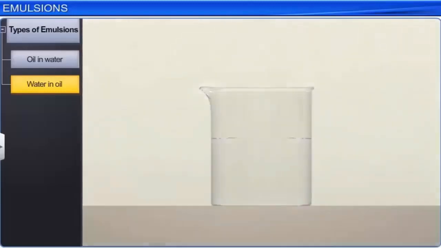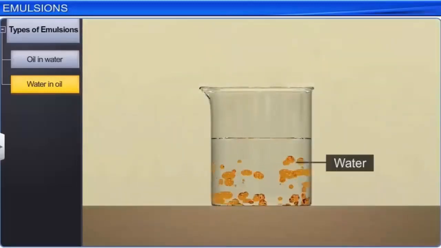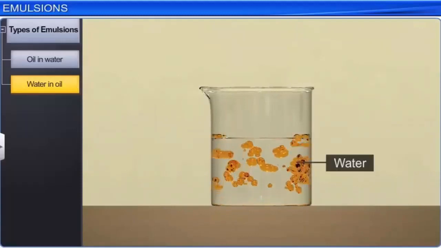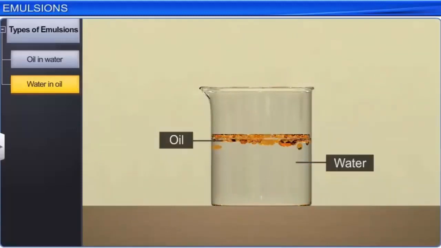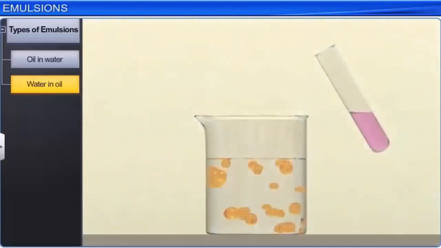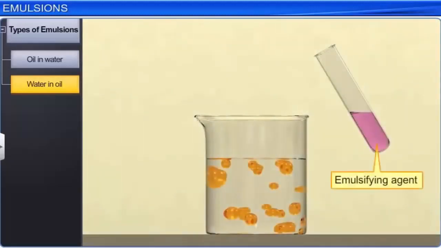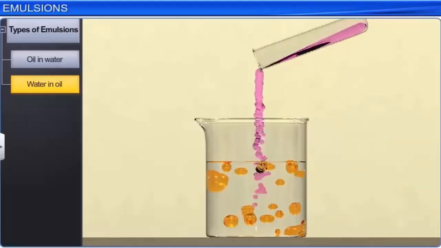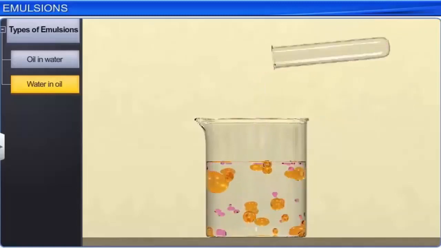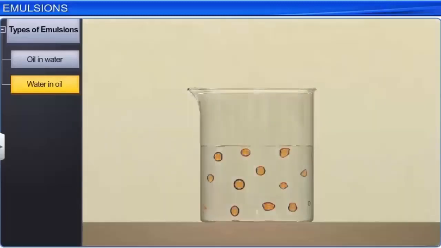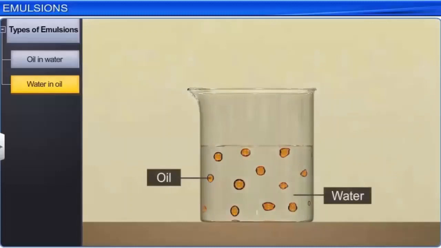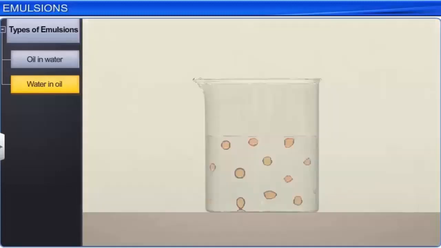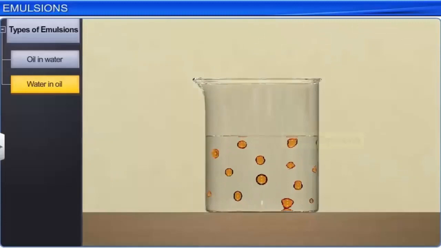Emulsions are generally unstable and separate into two layers on standing. Thus, to stabilize an emulsion, small quantities of certain other substances called emulsifiers or emulsifying agents are added. Emulsifying agents stabilize an emulsion by reducing the interfacial tension between the two phases.